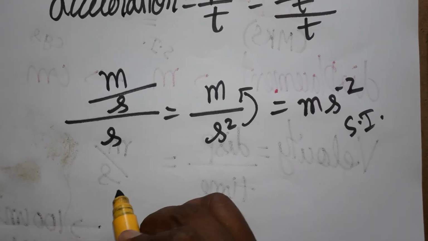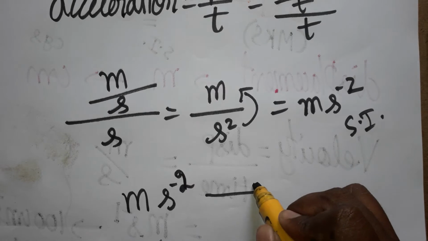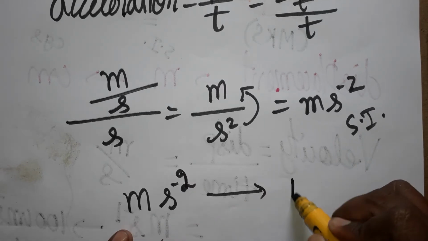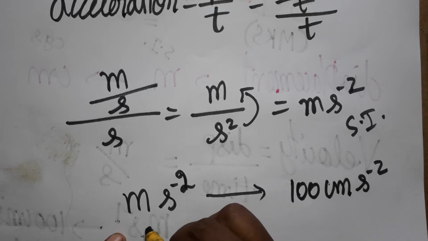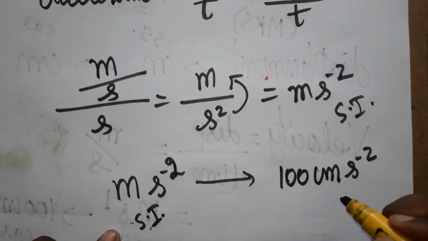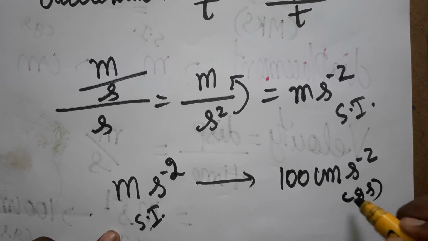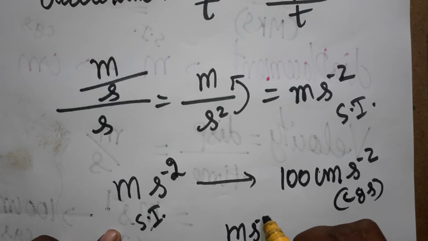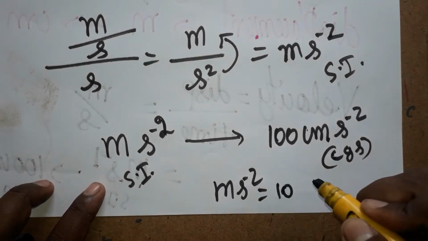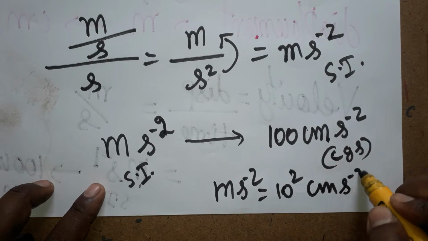The same unit I am going to convert in the CGS system. Meter second minus 2 I am going to convert in the CGS system. 1 meter is 100 centimeter, and second minus 2. The acceleration SI unit will be meter second minus 2, and in the CGS system centimeter second minus 2. The relation: 1 meter second minus 2 is equal to 100, which we can write as 10 power 2 centimeter second minus 2.